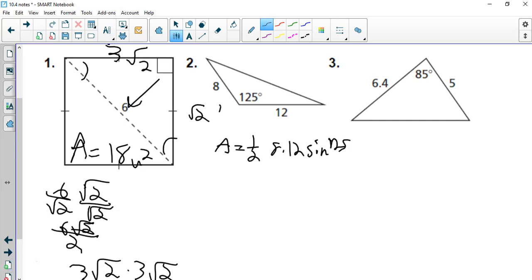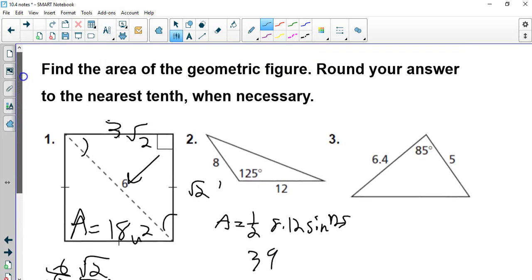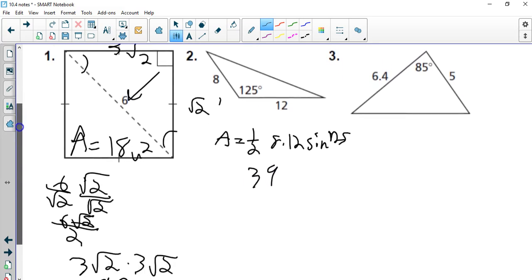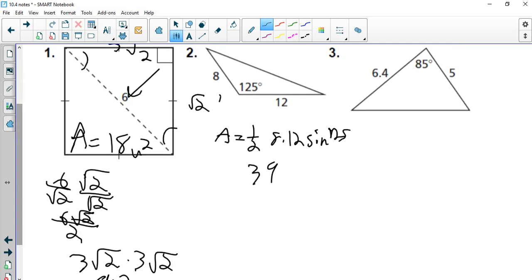And you end up getting 39.3 units squared. Okay. And number 3 would work the same way. 1/2 times 5 times 6.4 times the sine of 85 degrees. And if you want to do that on your own, I will tell you the answer is you should get 15.9 square units.